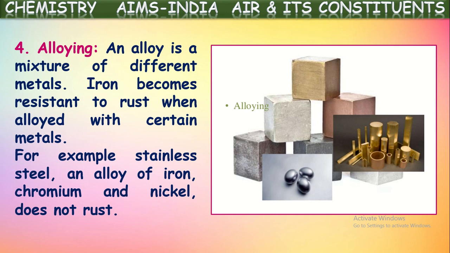That's why you say stainless steel. These are the preventing methods for rusting. By all this, we can prevent rusting of iron articles.